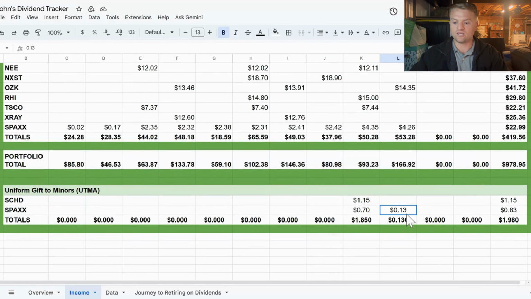If we get down to the kiddo, he had 13 cents in interest. Nothing crazy there. Again, SCHD paid at the end of quarter three, beginning of quarter four, excuse me. So I don't expect him to pay any more the rest of this year.